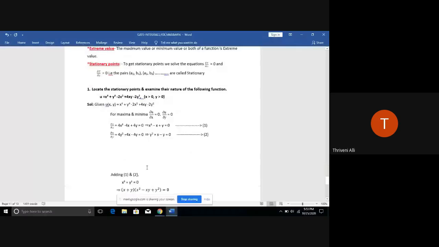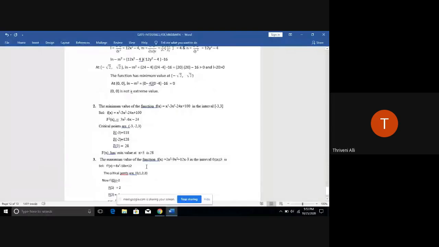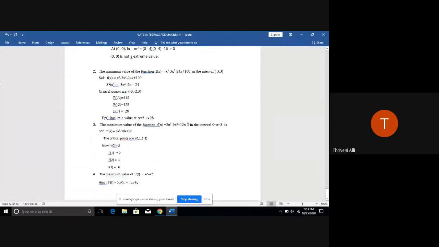These are some of the examples of maximum and minimum. So is it clear, students? First of all, you have to remember all the basic formulae. Then only you can do problems. Yes, is it clear?